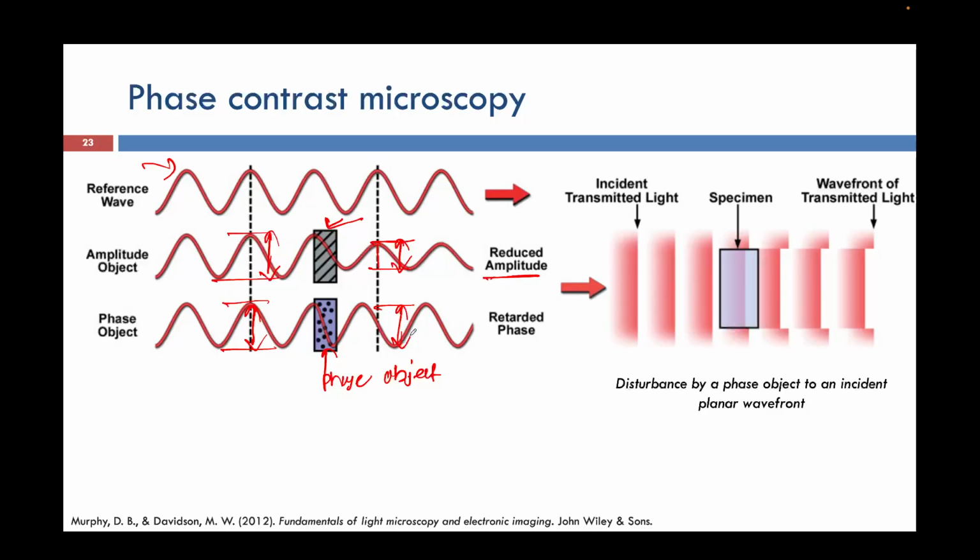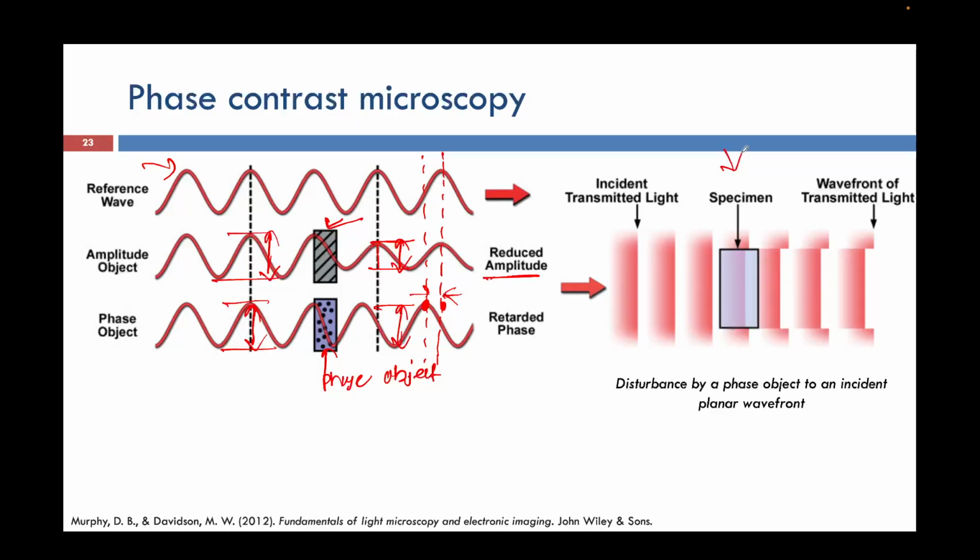How do I know that it has changed its phase? If you see, this is the reference wave, this is the maxima, but now the maxima lies, after interacting with the phase object, at a certain distance. Okay, so this is known as your phase object and amplitude object. And here, if you can see how the phase is changed without changing the amplitude, this is an example.